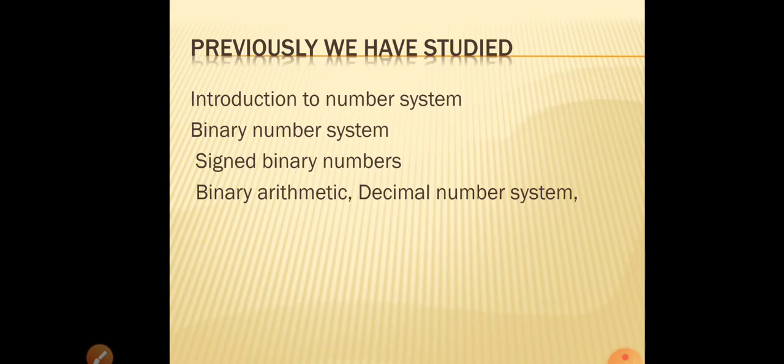Then we have seen the binary arithmetic. Actually, we have to see this binary arithmetic in detail after studying all the four number systems. So we have only had examples of the arithmetic while studying the binary and the decimal number systems. And the next point we have covered is the decimal number system. What is the decimal number system? The number system in which we use the digits 0 to 9 to represent a number is called the decimal number system. So these points we have covered in the previous lecture.